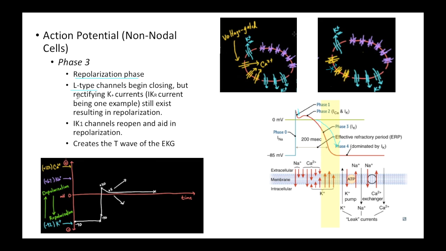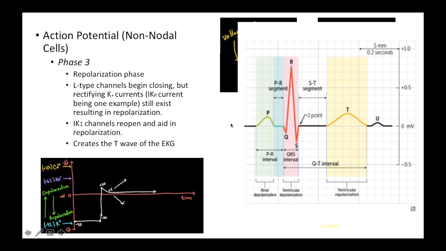But the rectifying potassium channels are still open and they're still there. So they are going to push this membrane potential all the way down to repolarization. And since they are the only ones being open, since the calcium channels are closing, they win. They don't have that competition that we saw in the plateau phase. And this is responsible for the T wave of an EKG. So you see there our lovely T wave.